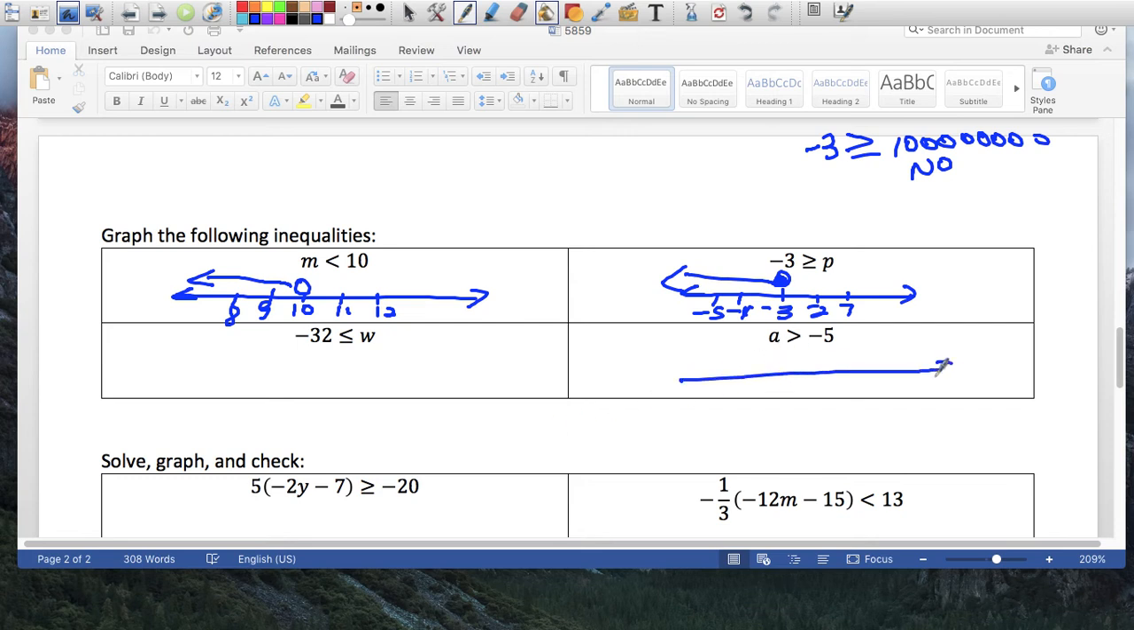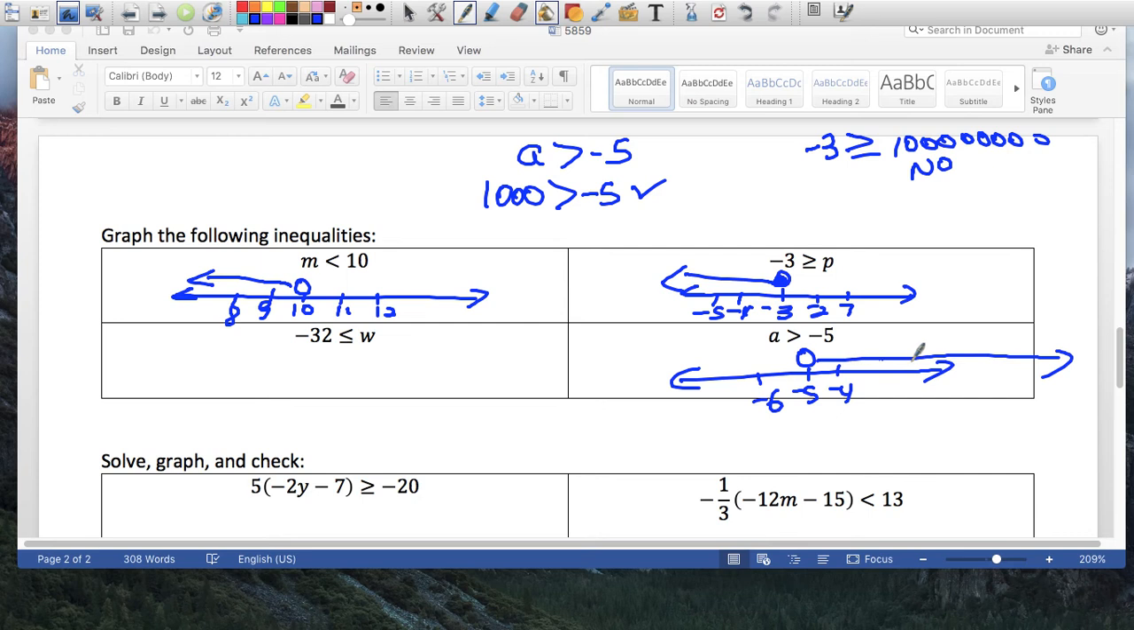A is greater than -5. -5, -4, -6, especially with negative numbers. It says A is greater than -5. Especially with negative numbers, pick a ridiculously large number, because it will be exaggerated and you'll really see it. So let me pick 1,000. Is 1,000 greater than -5? Yes, it is. Where's 1,000? Is it on the left side of that circle or the right side? 1,000 is over here. So we want to point this way because all these numbers are greater than -5.